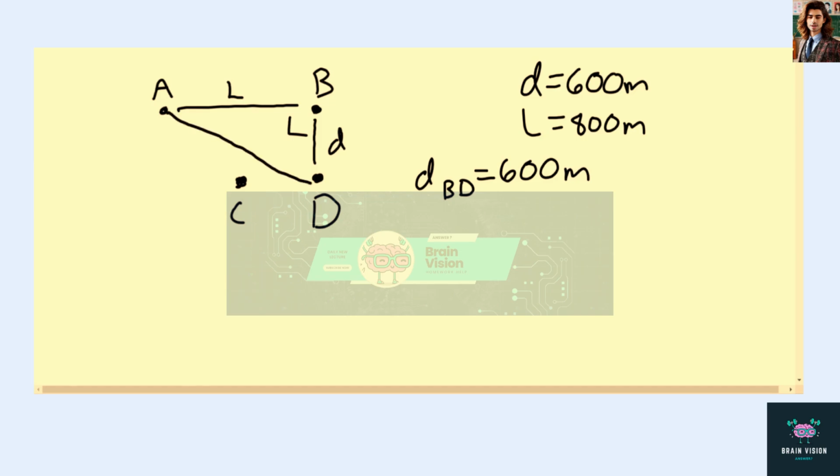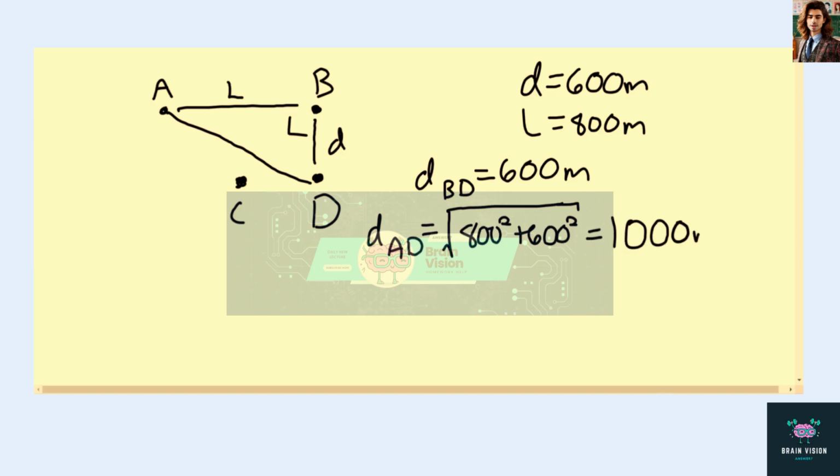And I kind of got a little bit ahead of myself, but I drew that the leg from A to B and B to D is at a right angle. So we have a right triangle here. So then we just use the Pythagorean theorem to figure out the distance from A to D. So one leg has a distance of L and the other leg has a distance of d. So we can just say that this is equal to the square root of 800 squared plus 600 squared. And if you calculate that, you'll get that the distance from point A to point D is 1,000 meters.